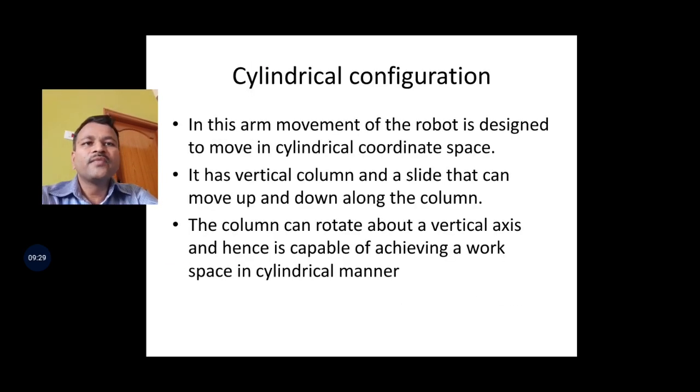Next, coming to the cylindrical configuration. In this, the robot arm is designed to move in a cylindrical coordinate space. The previous one, Cartesian, is a rectangular coordinate space, but here it is a cylindrical coordinate space. You will see the figure now and understand. It has a vertical column and a slide that can move up and down along the column. The column can rotate about a vertical axis, and hence is capable of achieving a workspace in a cylindrical manner. That is why it is a cylindrical configuration.